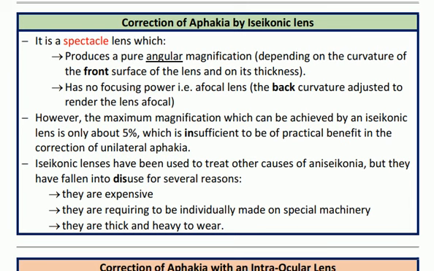Alternatively, a refractive correction may be imposed on such a lens. However, the maximum magnification which can be achieved in practice by an iseikonic lens is only 5%, which is insufficient to be a practical benefit in the correction of unilateral aphakia. Iseikonic lenses have been used to treat other causes of aniseikonia, for example, different retinal image size in the two eyes, but they have fallen into disuse for several reasons. They are expensive, requiring to be individually made on special machinery. Also, they are thick and heavy to wear.